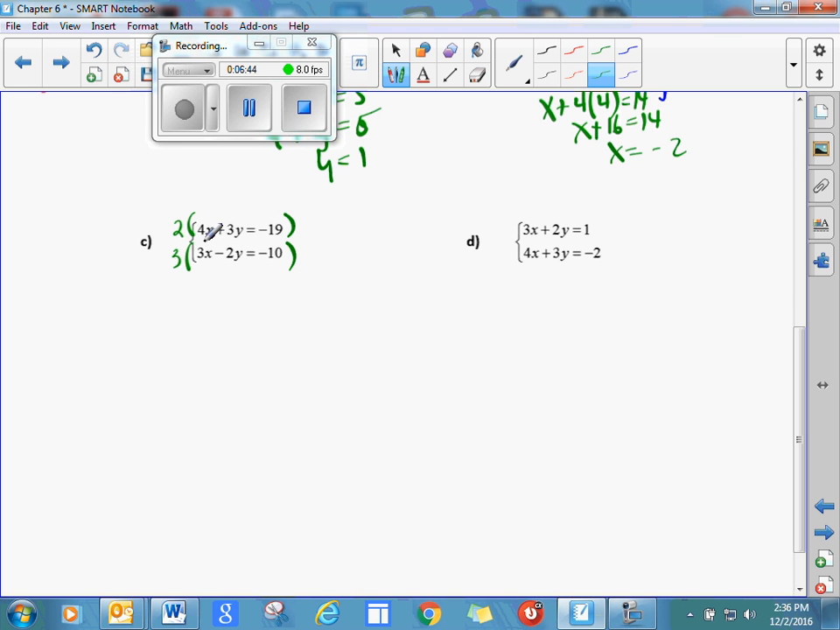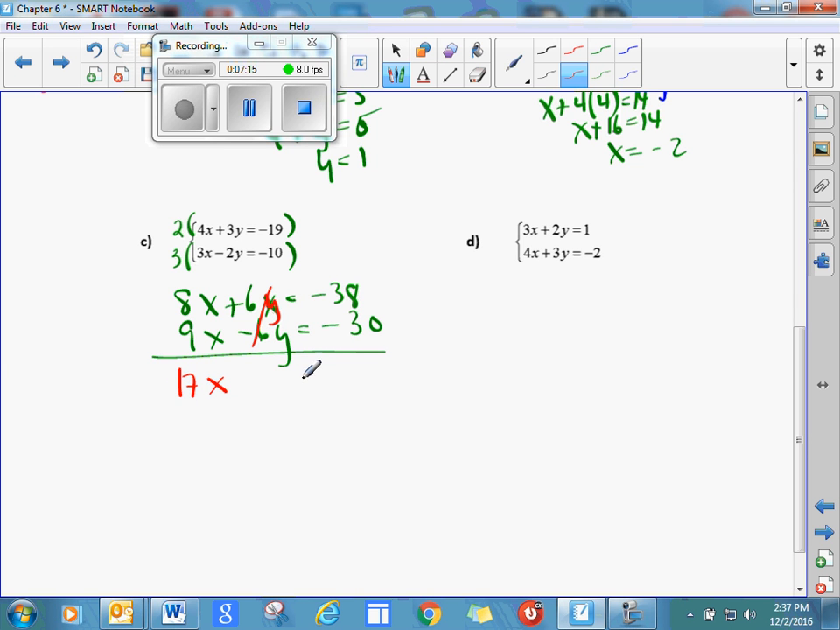And once I do that, I've got 8x plus 6y equals -38, and 9x minus 6y equals -30. And again, even though these numbers are bigger and they're not what we started with, we can add our equations together. Those guys, I don't know why I said x there, that's a y, will cancel nicely, and we end up with 17x equals -68. Divide, and we get x equals -4.